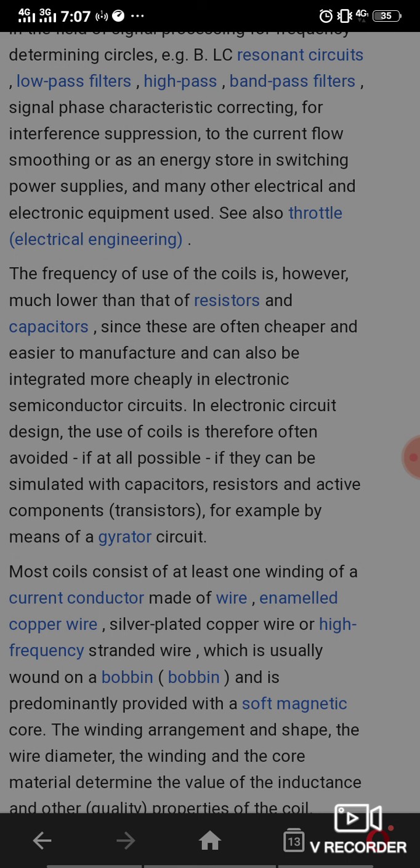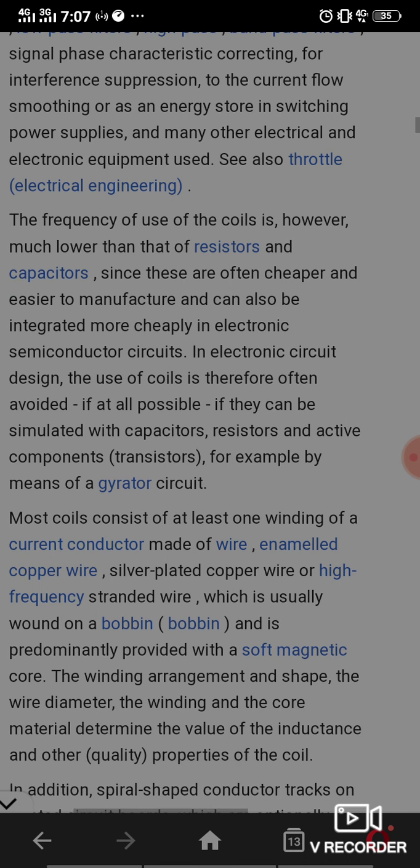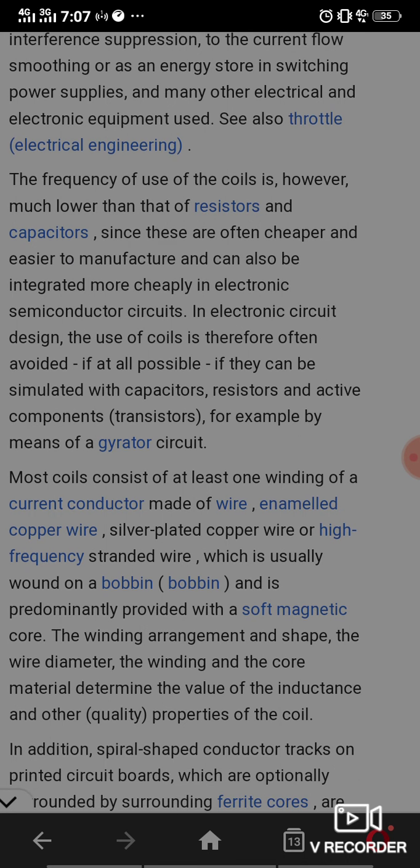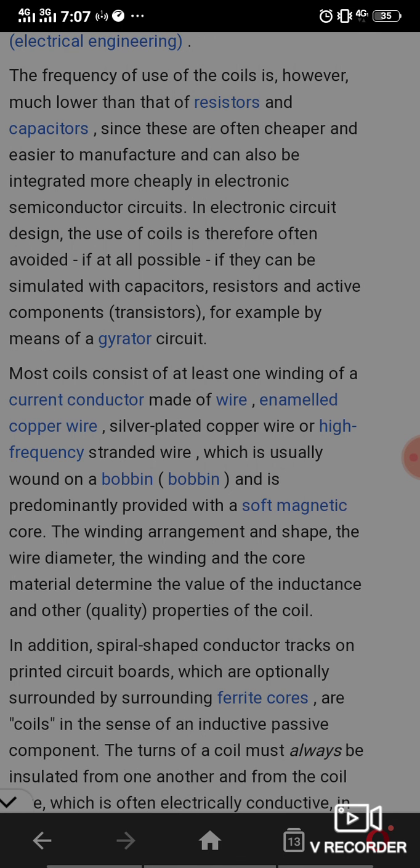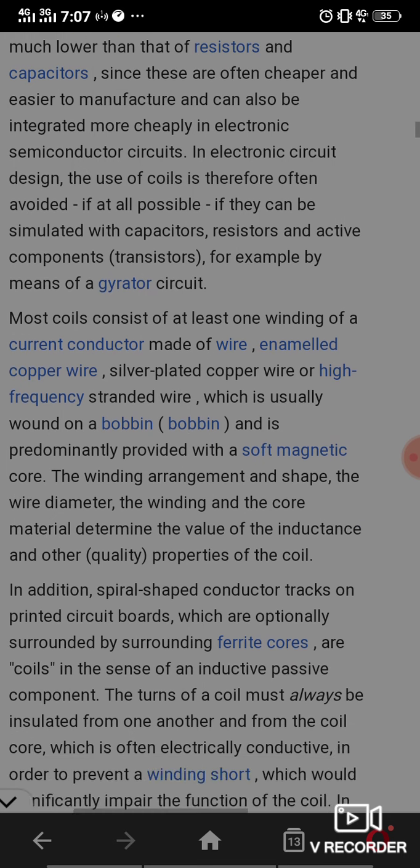Most coils consist of at least one winding of a current conductor made of wire, enameled copper wire, silver plated copper wire, or high frequency stranded wire, which is usually wound on a bobbin and is predominantly provided with a soft magnetic core. The winding arrangement and shape, the wire diameter, the winding and the core material determine the value of inductance and other quality properties of the coil.